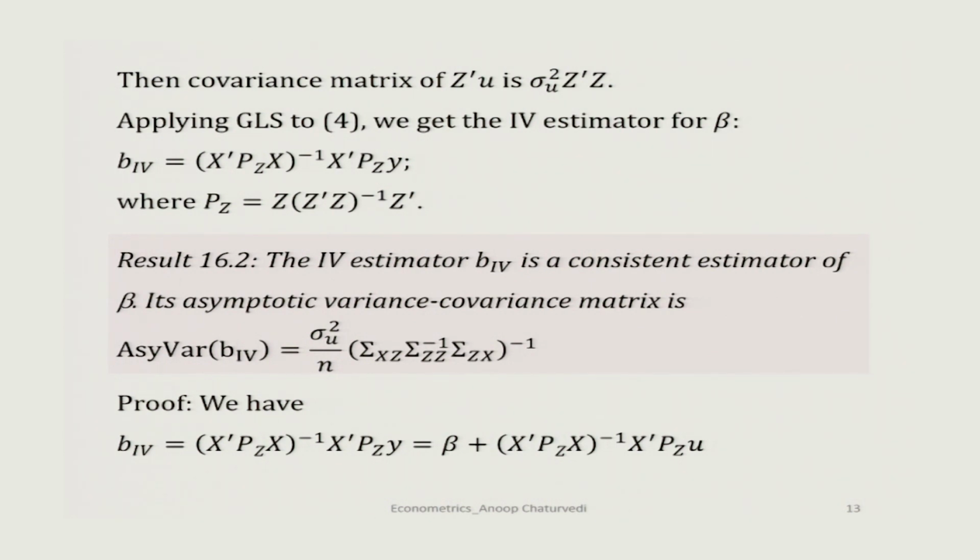Then if we obtain the covariance matrix of Z transpose u, it is the expectation of Z transpose u times its transpose, u transpose Z, which is equal to Z transpose times the expectation of u u transpose, times Z. So, you get sigma square u I n Z, and this is equal to sigma square u Z transpose Z.